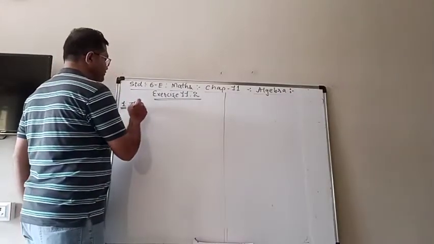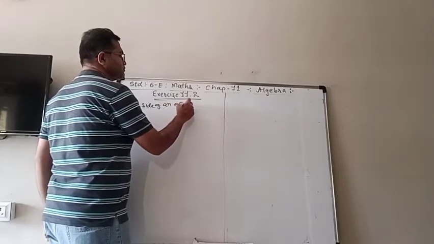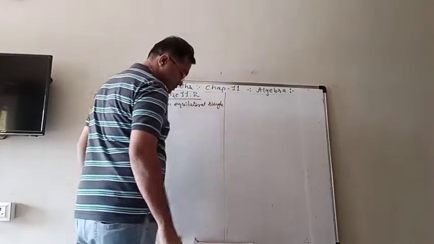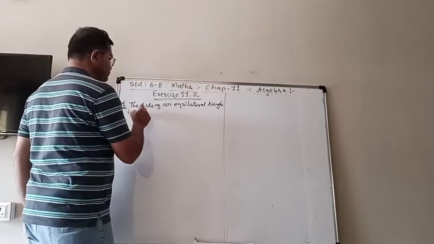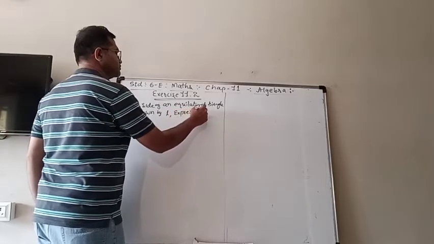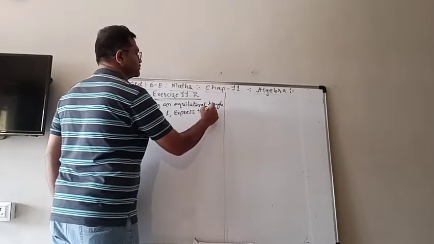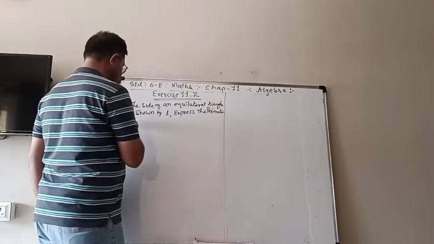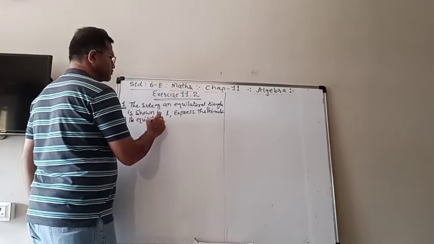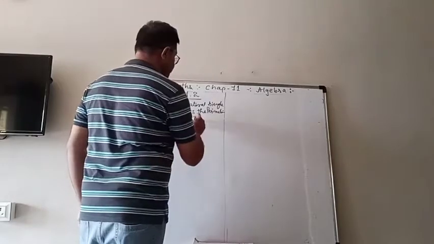Question 1 says the side of an equilateral triangle is shown by L. Express the perimeter of the equilateral triangle using L.